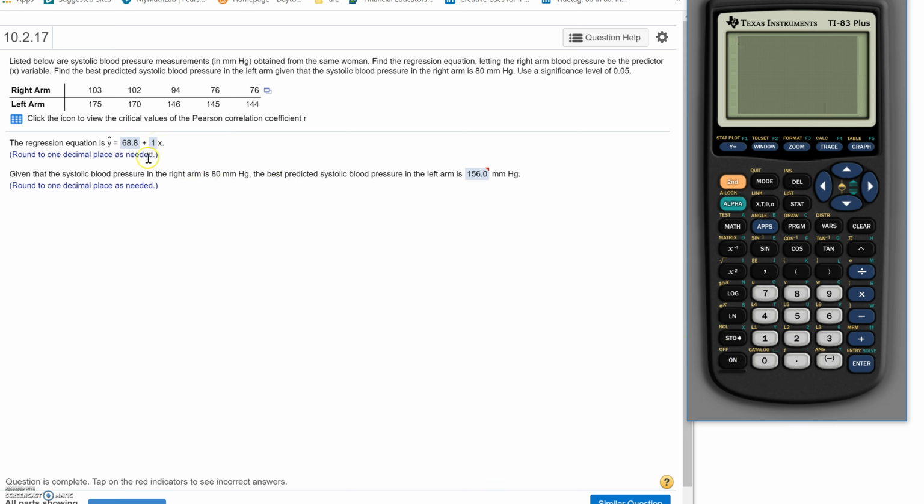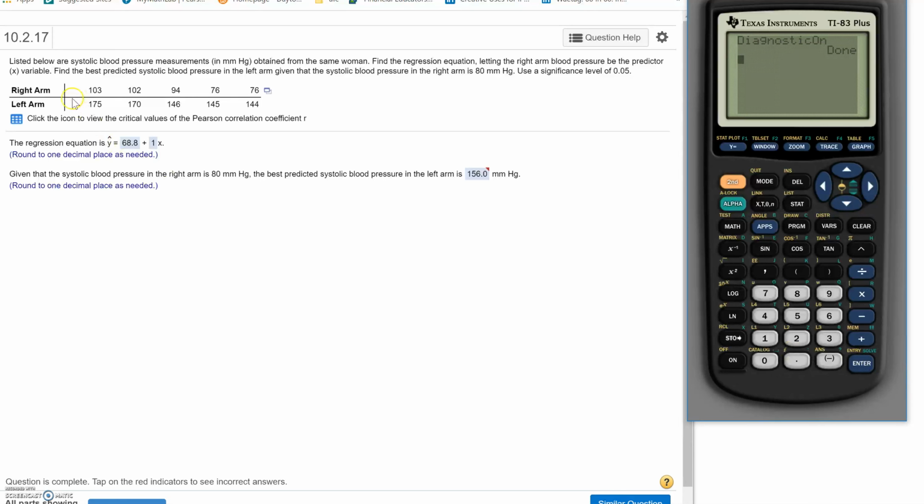And eventually you also have to find R because you have to compare to the critical value. So let's turn on the diagnostic, go to second, catalog, and again scroll down. Every time you turn your computer off, and then when you have to find R again, you have to make sure that you turn the diagnostic back on, just to be on the safe side. So scroll down to diagnostic on, press enter and press done, and off you go.